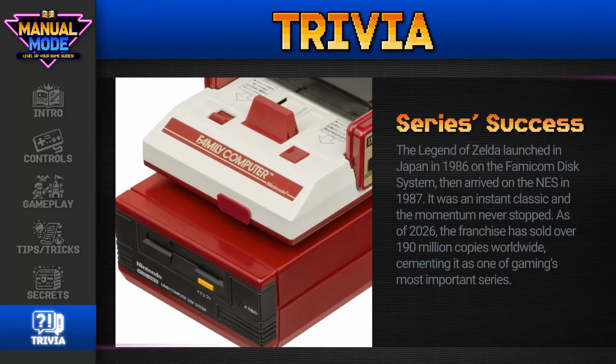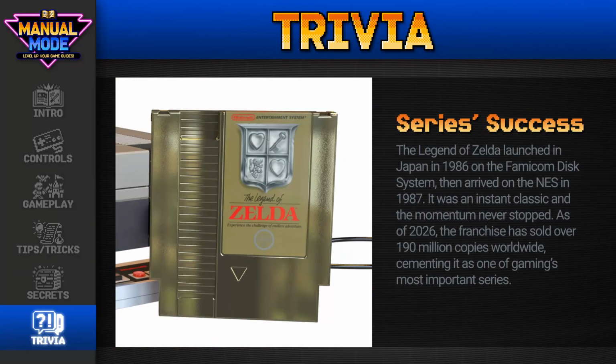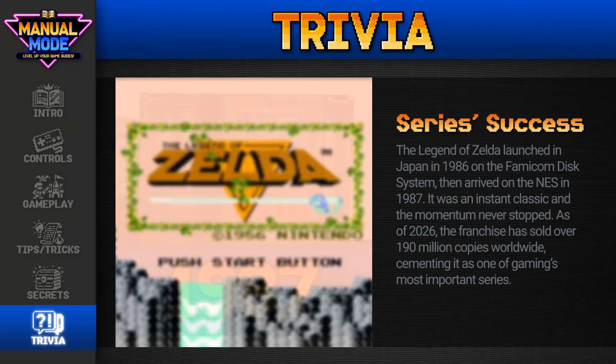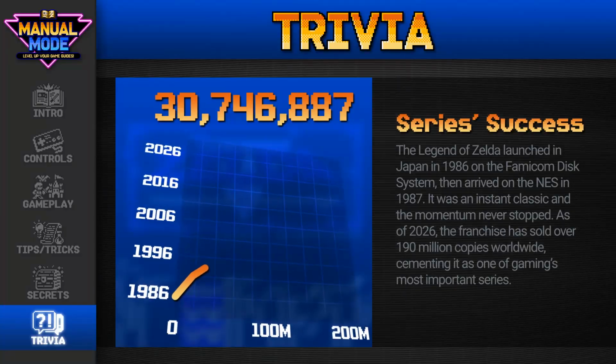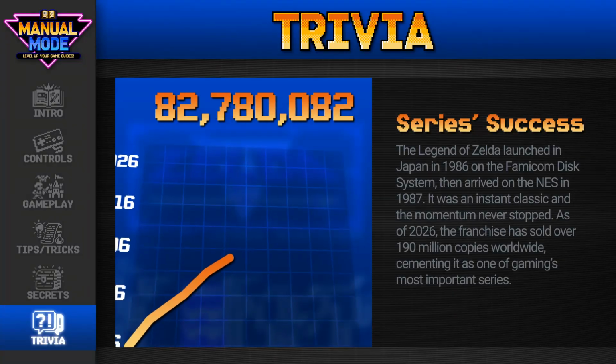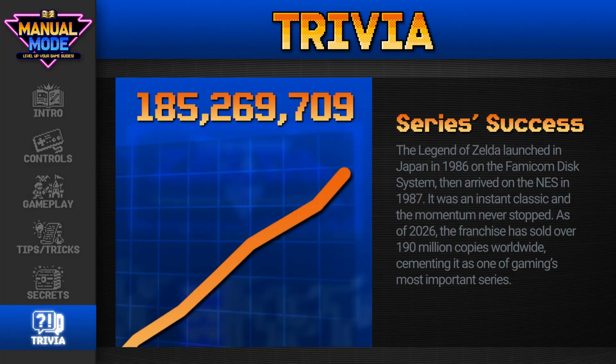The Legend of Zelda launched in Japan in 1986 on the Famicom Disk System, then arrived on the NES in 1987. It was an instant classic, and the momentum never stopped. As of 2026, the franchise has sold over 190 million copies worldwide, cementing it as one of gaming's most important series.